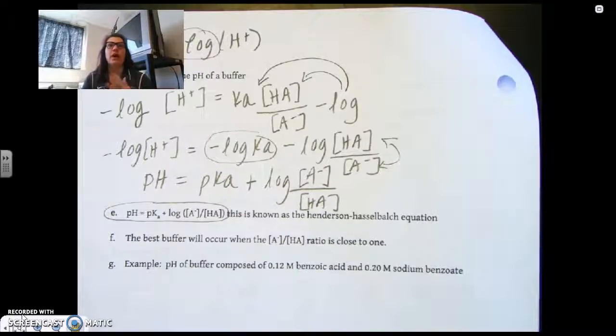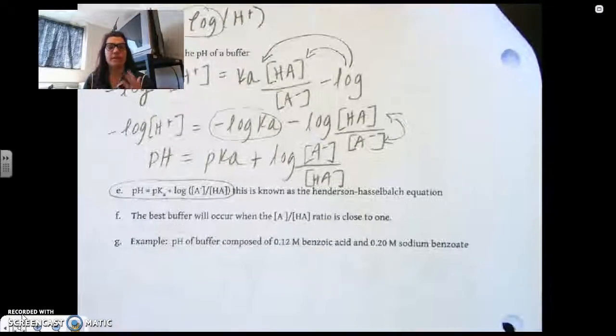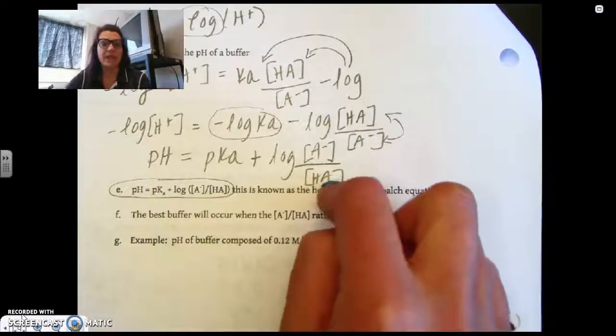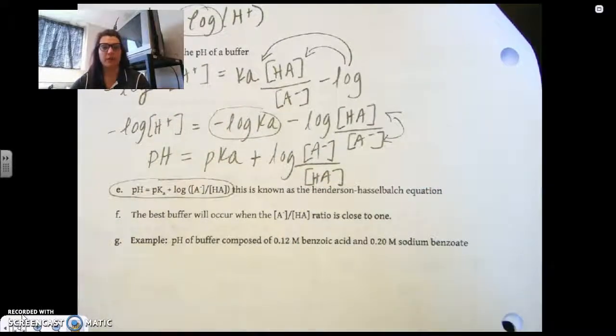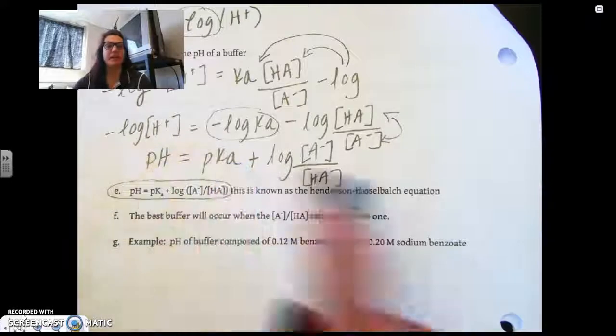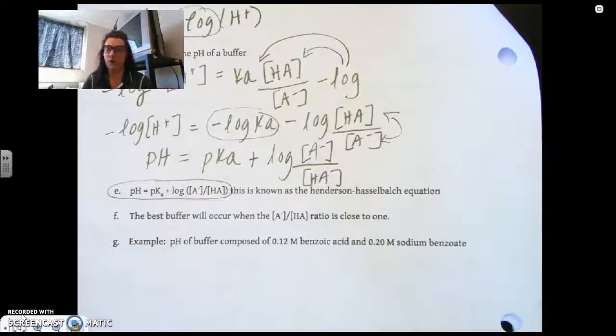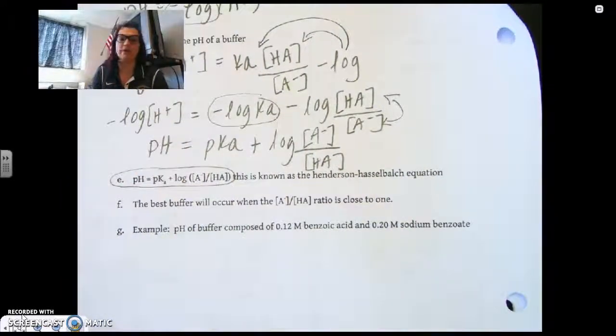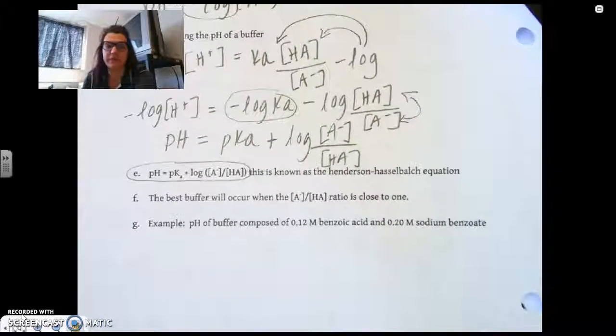When we talk about buffers, it's important to note that the best buffer will occur when the concentration of A minus over HA is close to 1. Because you have to remember that log of 1 is 0, so then you're not adding anything to the pKa, which then means your pKa will be close to the pH. So our goal is to get this ratio between these two to be as close to 1 as possible. That makes the best buffer.